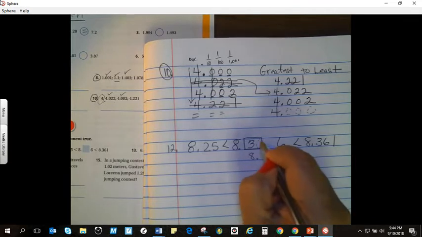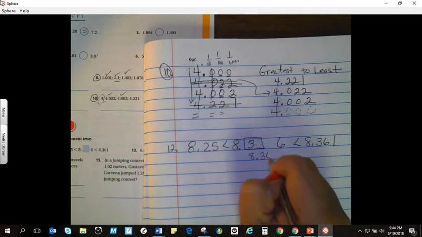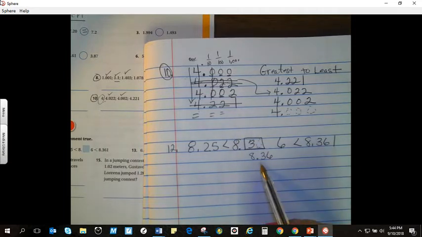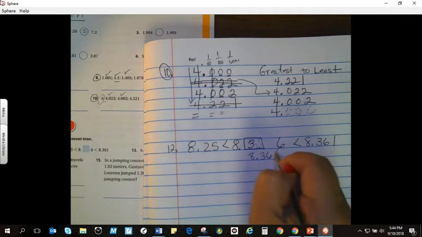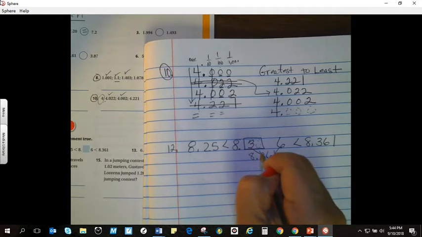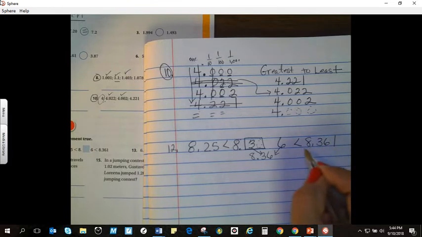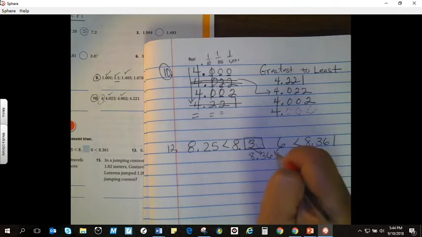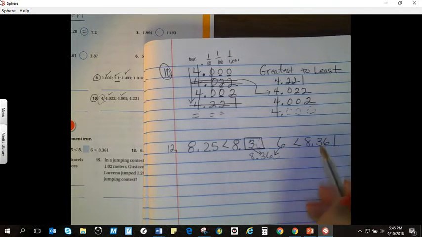So we wouldn't need that one, and in this place it would be a 6. Is 8 and 36 hundredths, because this is where we got this from, this is the 3 that we got here, is that less than 8 and 361? Absolutely. You'll have your imaginary 0 holding here. This number is still greater.